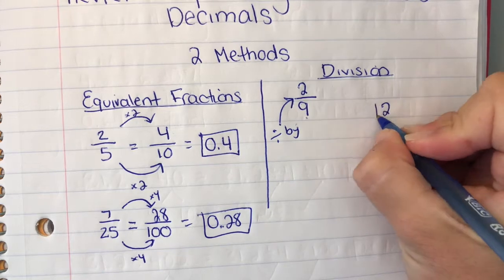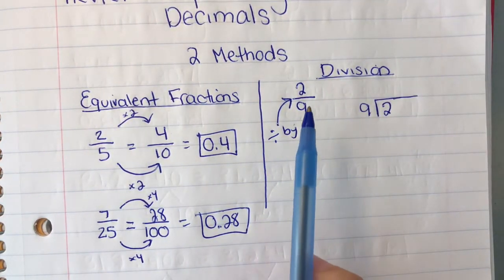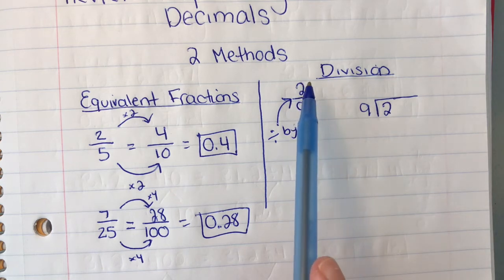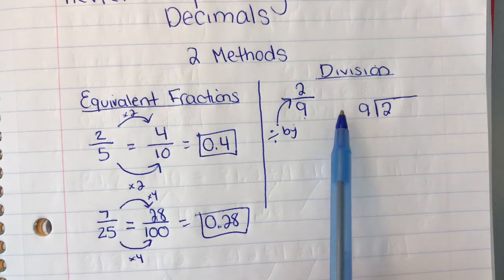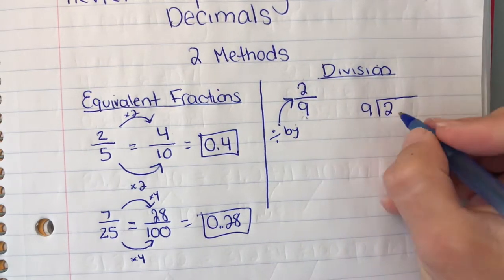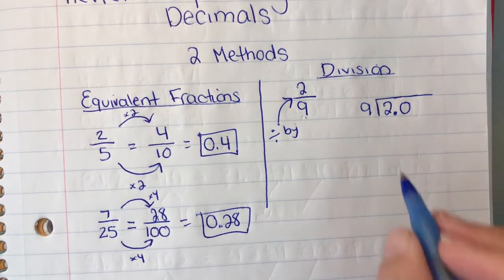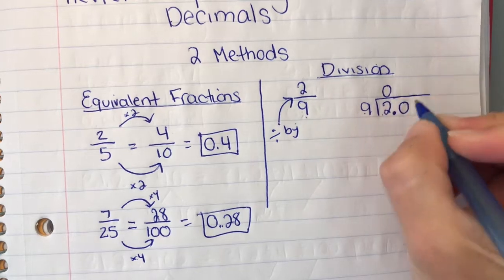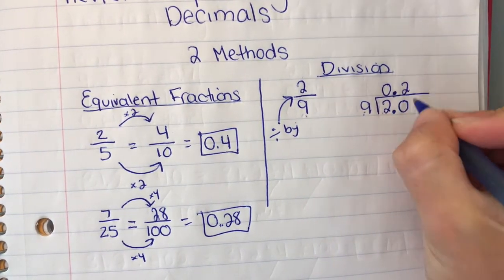I'm going to solve off to the side. 2 divided by 9. And remember, you want to make sure that if you're reading the fraction from top to bottom, you also write your division inside to outside. So 2 divided by 9. And now I'm going to add my decimal. I'll add the 0 to begin solving. 9 can't go into 2. I'm going to add my decimal. 9 can go into 22 times.